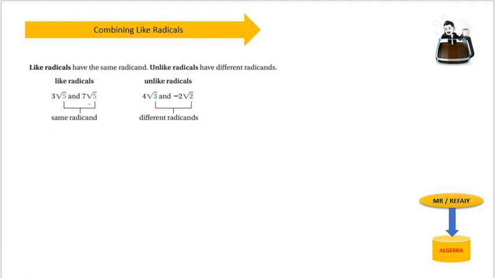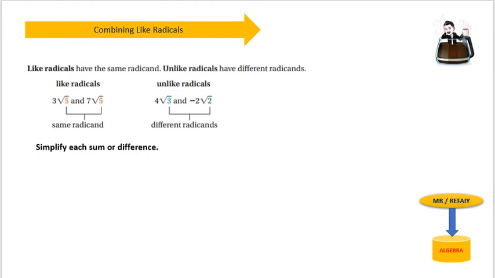Combining like radicals: you have to know what like radicals means. Look at the first example, 3 root 5 and 7 root 5. It means these two terms have the same radicand, so they are called like radicals. About the second one, look here, 4 root 3 and negative 2 root 2. There is a difference in radicands, so they are called unlike radicals.